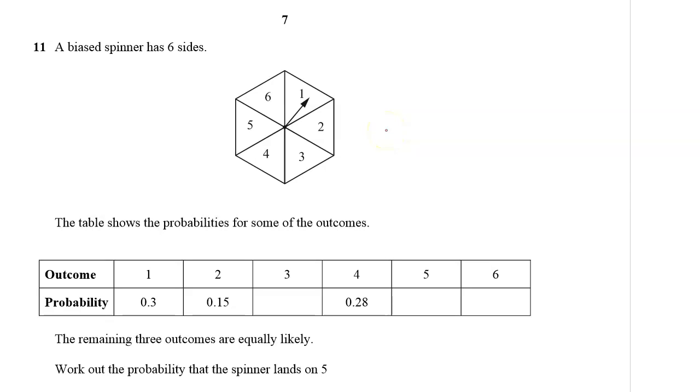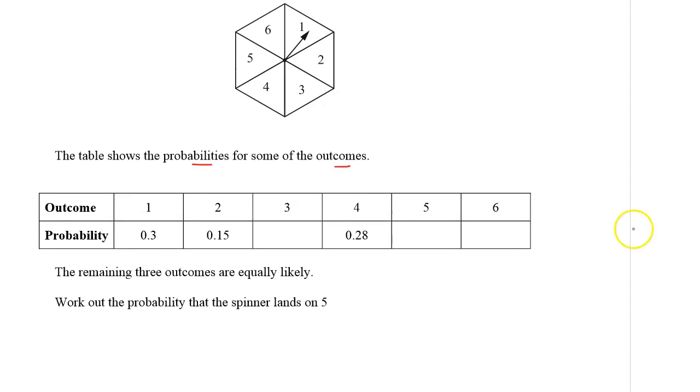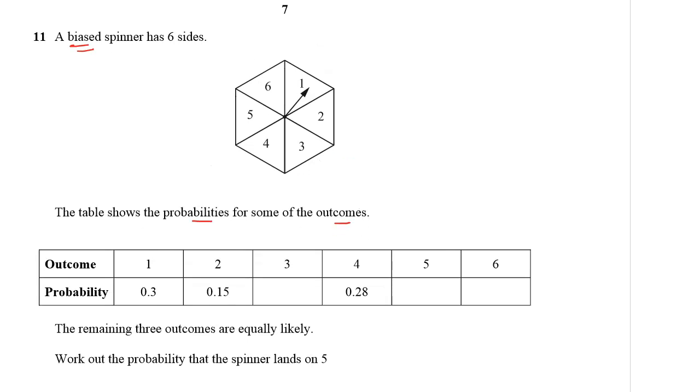Question number 11. A biased spinner has six sides. This spinner is biased, right? The weight is not evenly distributed. So the spinner has got six sides: 1, 2, 3, 4, 5, 6. The table shows the probabilities of some of the outcomes. All the outcomes do not have the same probabilities. The remaining probabilities of the three outcomes are equally likely. They've got the same probability. That is what we are being told. Work out the probability that the spinner lands on 5.